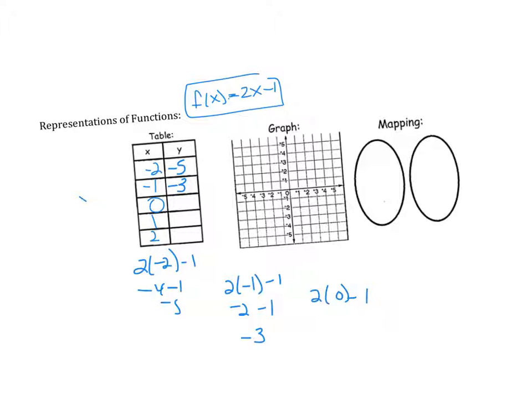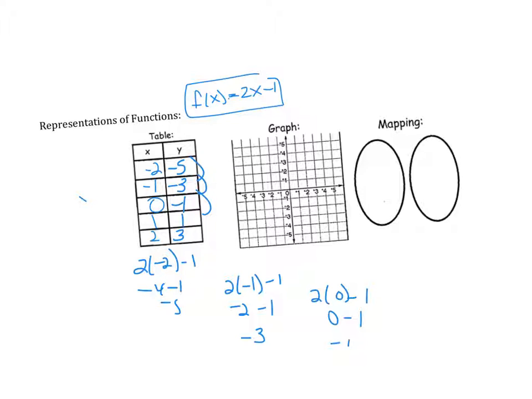Two times 0 is 0. Minus 1 is negative 1. And then we can kind of see a pattern emerging here. We're going up by 2, up by 2, up by 2. So I can go up by 2 again, up by 2 again, and that pattern should stick.